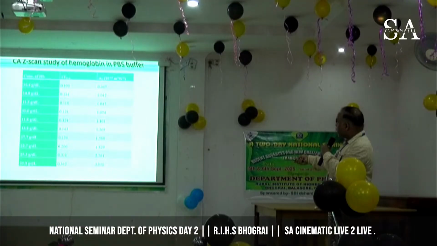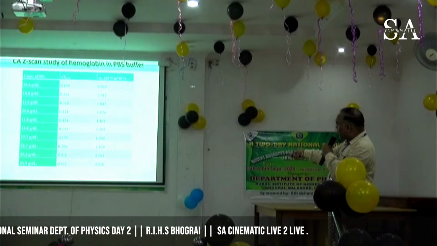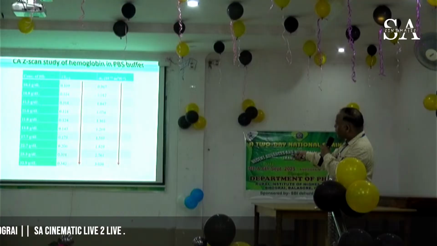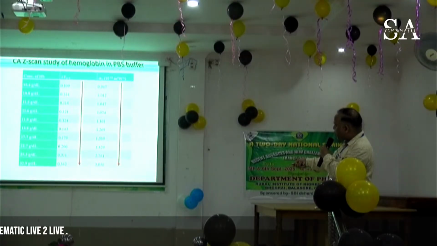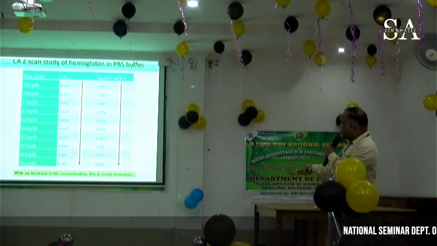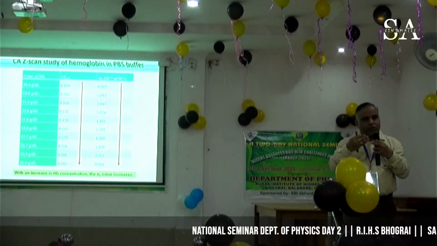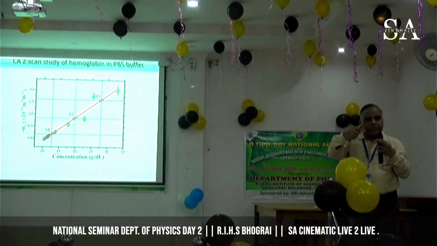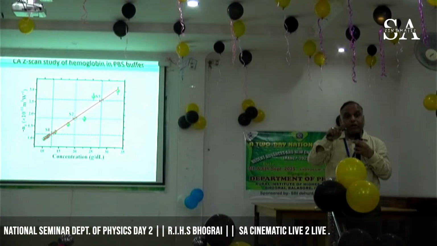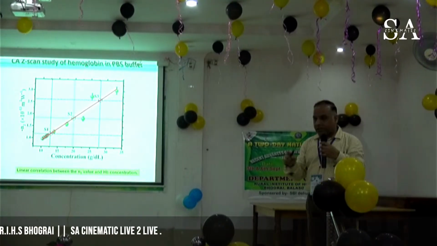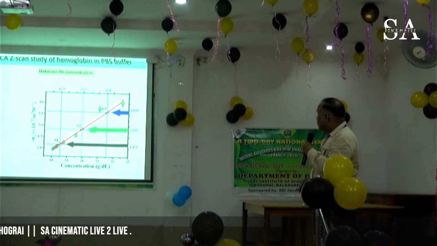So you see that we got different concentrations of hemoglobin and different magnitudes of the values, and it clearly shows that as we increase the hemoglobin concentration, these nonlinear magnitudes are also increasing. We correlated this and found there is a very nice straight line correlation between the two. So the linear correlation is established between this N2 value and HB concentration. So now we know that we have this graph.